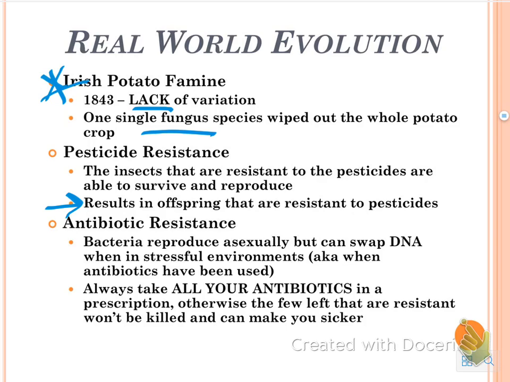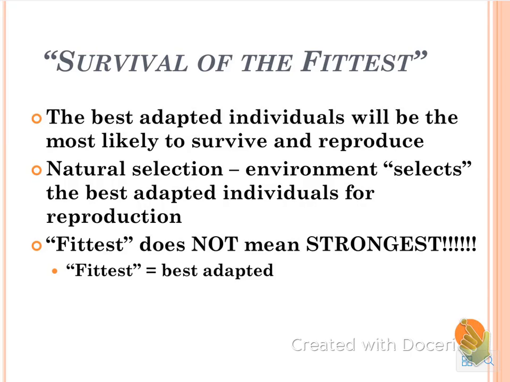And then antibiotic resistance, which we've talked about quite a bit during the bacteria unit, but bacteria reproduce asexually or they can swap DNA. But if you don't take all of your antibiotics, you still have those bacteria left in your body that have that resistant trait. So those bacteria are going to reproduce and pass that resistant trait on to their offspring, and then before you know it, you're sick again, and antibiotics can't make you feel better.